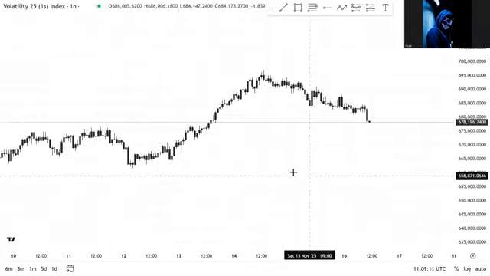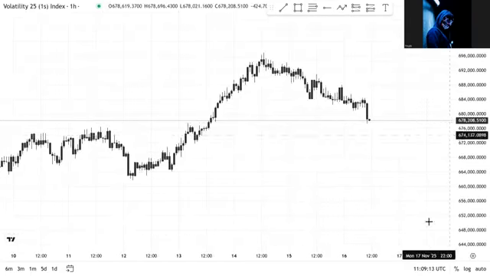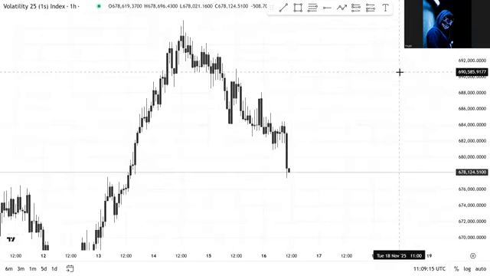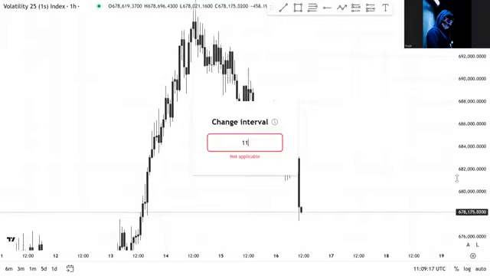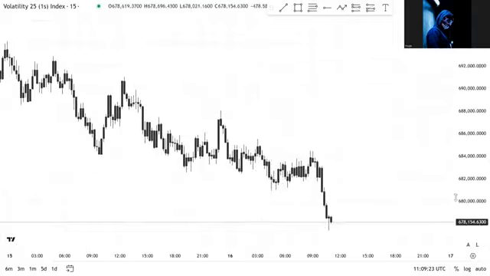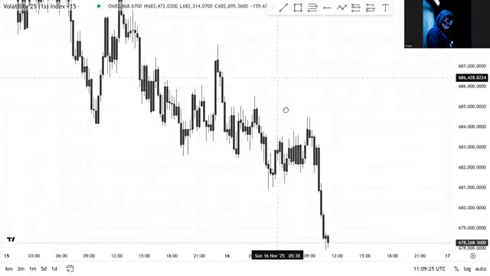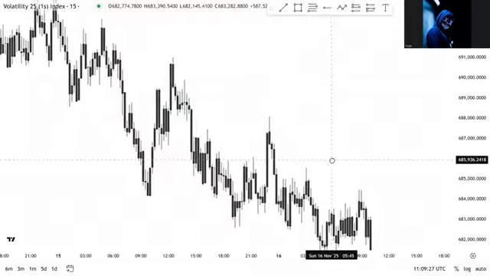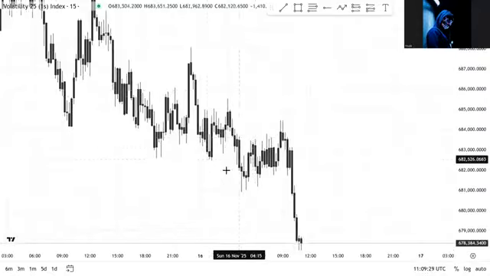So this is how we should be doing analysis. Okay, we are currently bearish on the 1 hour time frame. Let's check the 15 minutes. Okay, so you can see that on the 15 minutes, same setup here. Let's check the 5 minutes.